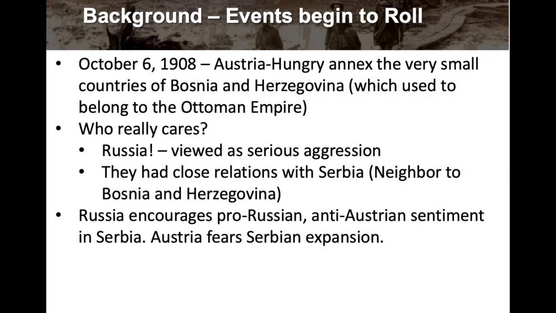They had close relations with Serbia, neighbor to Bosnia and Herzegovina. So they're afraid that Serbia is going to be next. Russia encourages pro-Russian, anti-Austrian sentiment in Serbia because Russia fears that Austria is going to want to take Serbia, but in response, Austria fears Serbian expansion based on this pro-Russian sentiment and anti-Austrian sentiment.